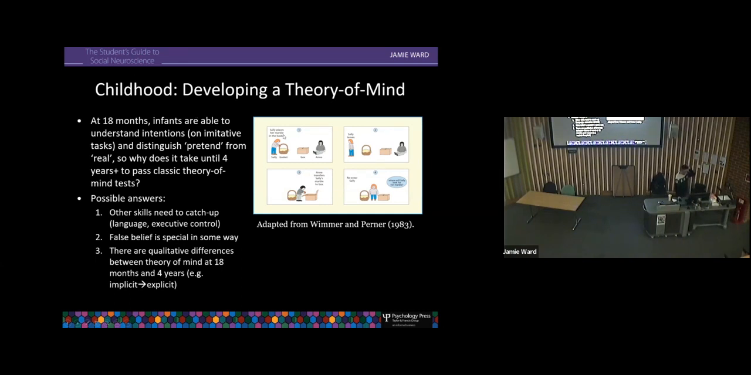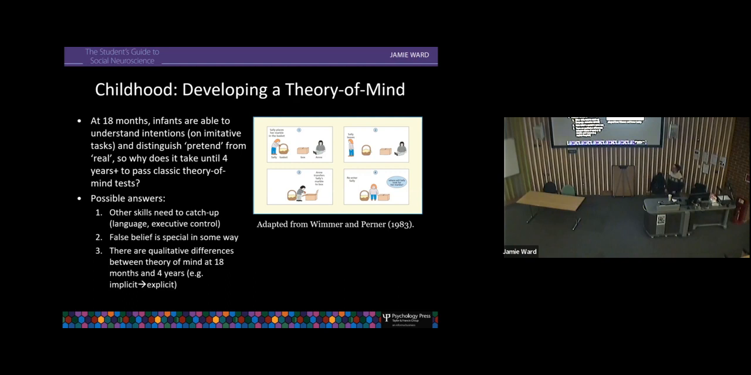So these are the classic theory of mind tests. Hiding an object in one location, the person sees it, then the other person leaves the room, the object gets moved, then they come back. Where is she going to look for the object? Where does she think it is? And so on. The children don't pass this until the age of 4 years. So what's happening between 18 months and the age of 4 or 5? One possibility is that other skills are needed to catch up.